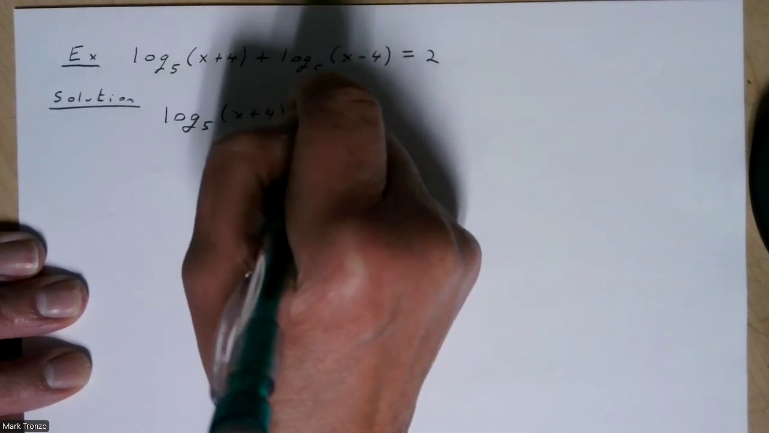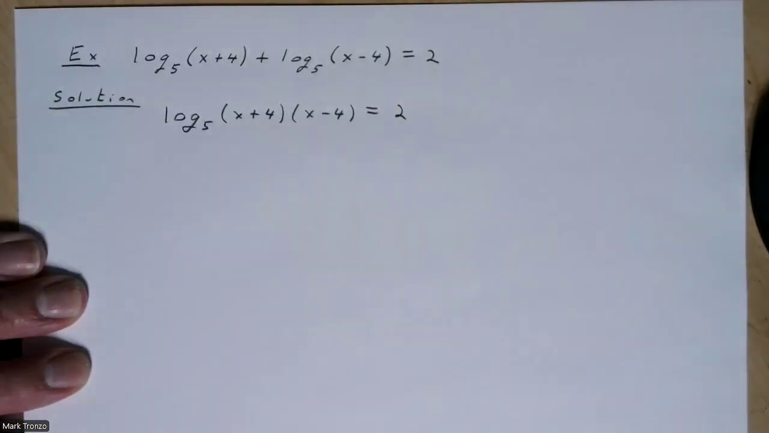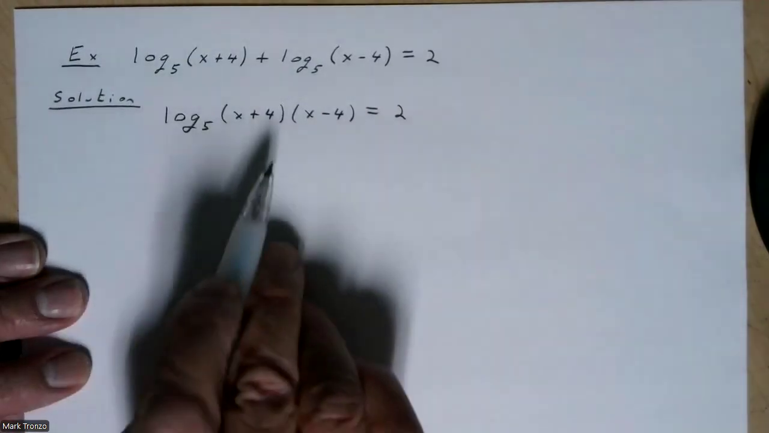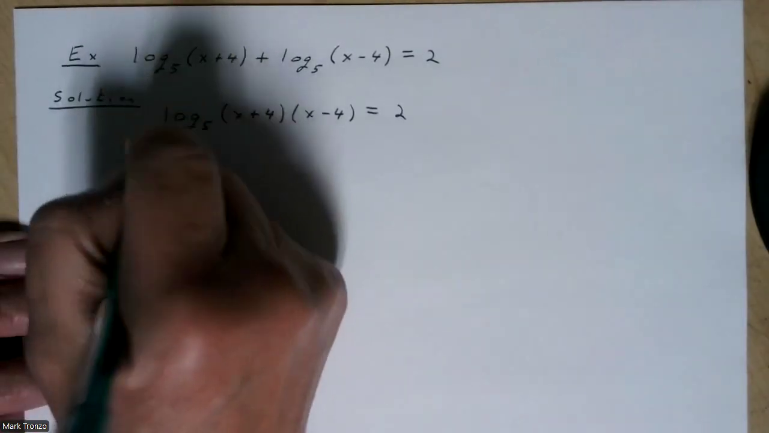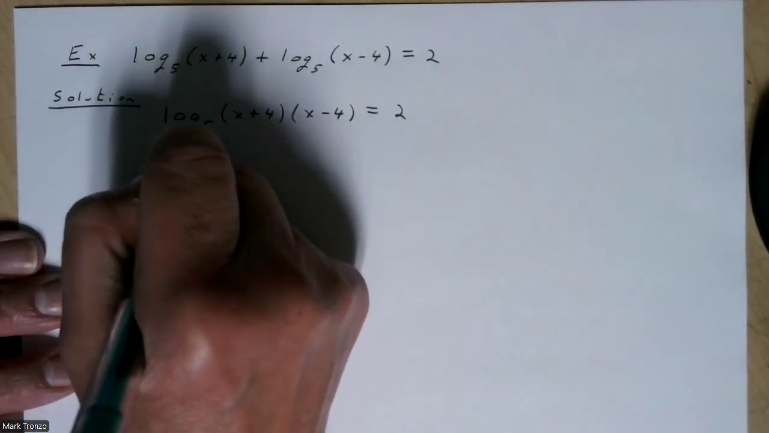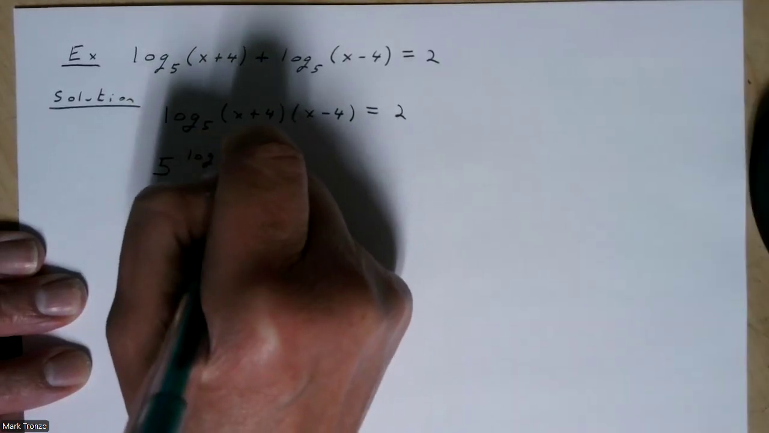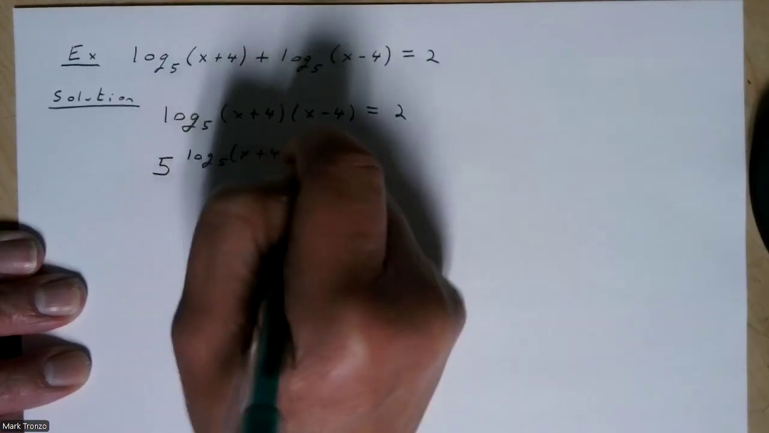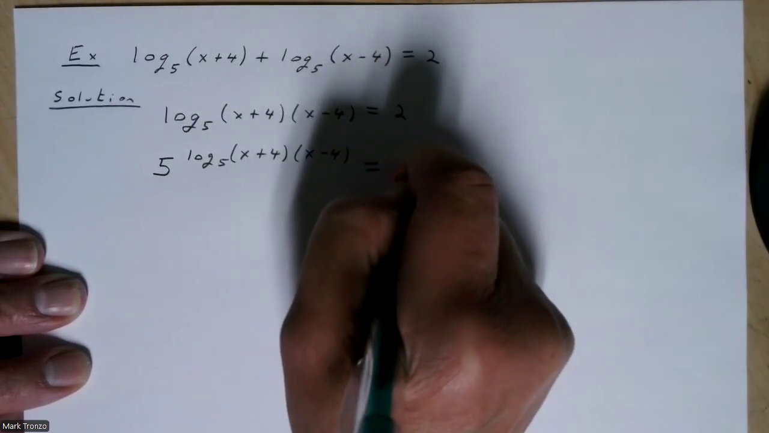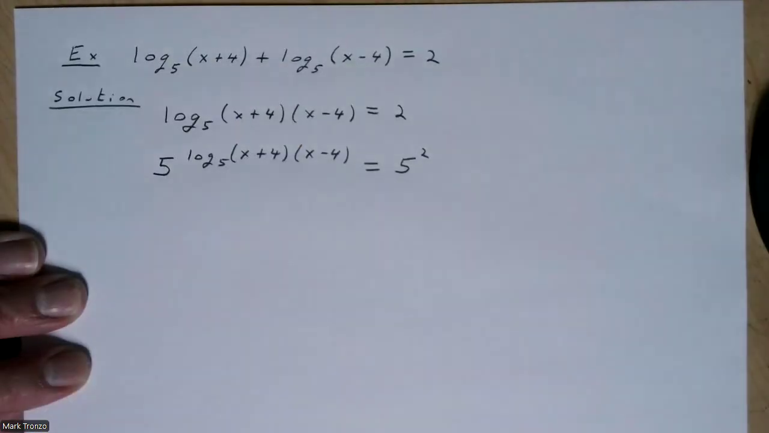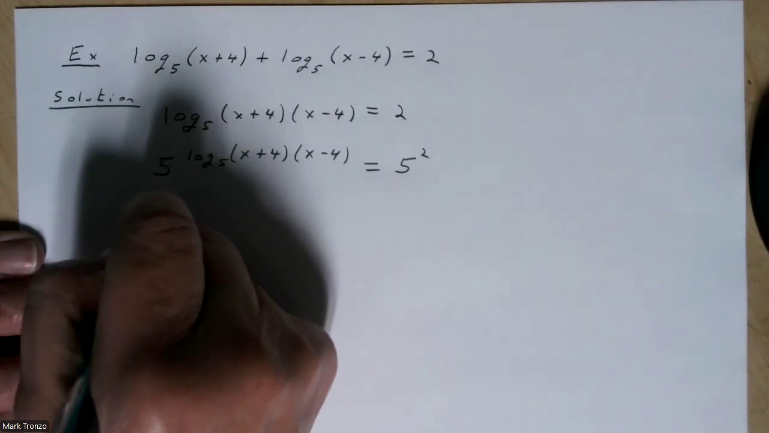To write the sum as a product. And once again, in order to get at these variables, we're going to have to make this 5 to the log 5. Again, we pick 5 because that was the log. And we have to do the same thing on the right-hand side. Put a 5 underneath there. And again, these are inverse functions.